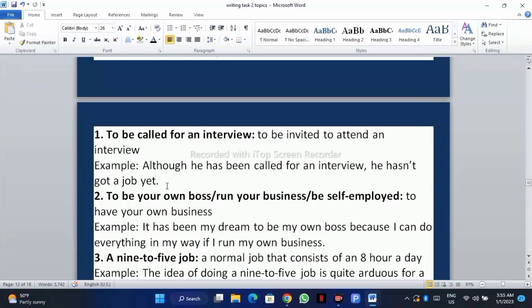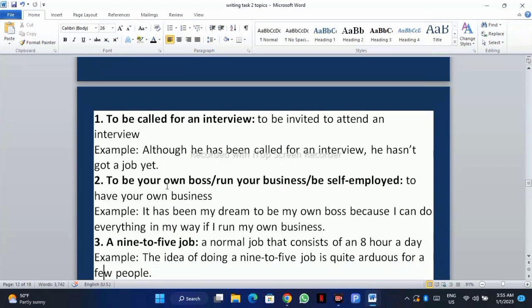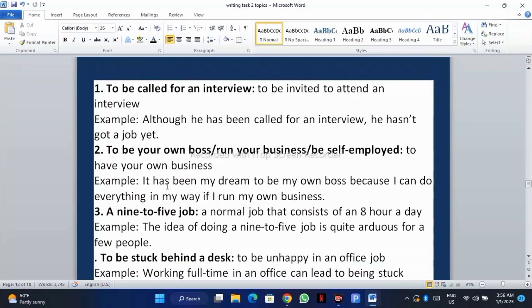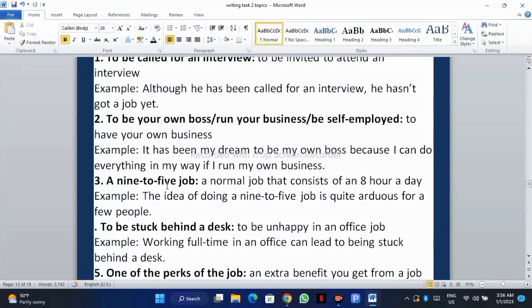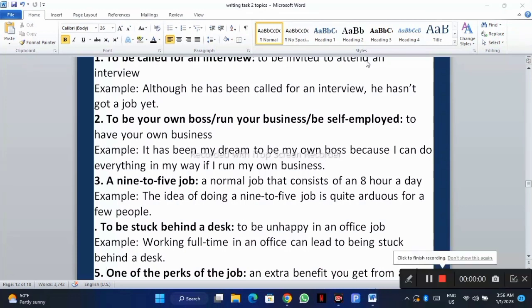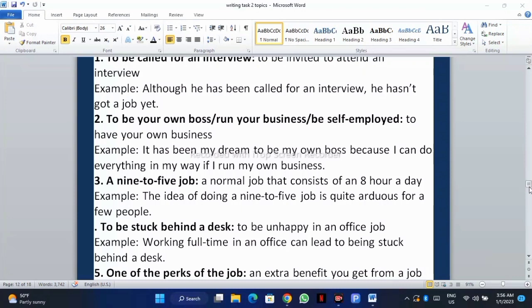The first one is to be called for an interview, to be invited to attend an interview. Example: although he has been called for an interview, he hasn't got a job yet. To be your own boss means to run your business, to be self-employed. All these vocabulary words are here that you can use related to the topic of work, in your writing and in your speaking as well.